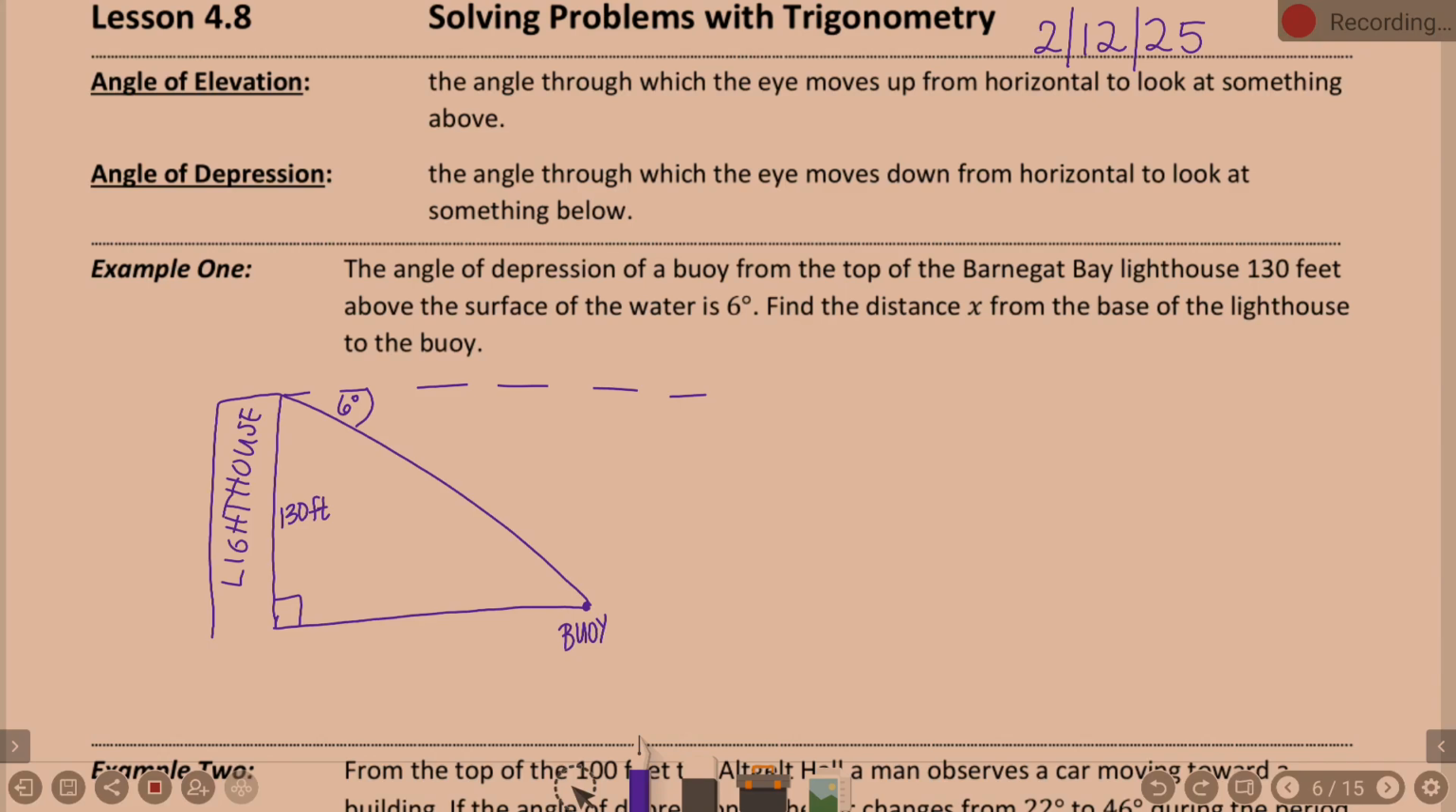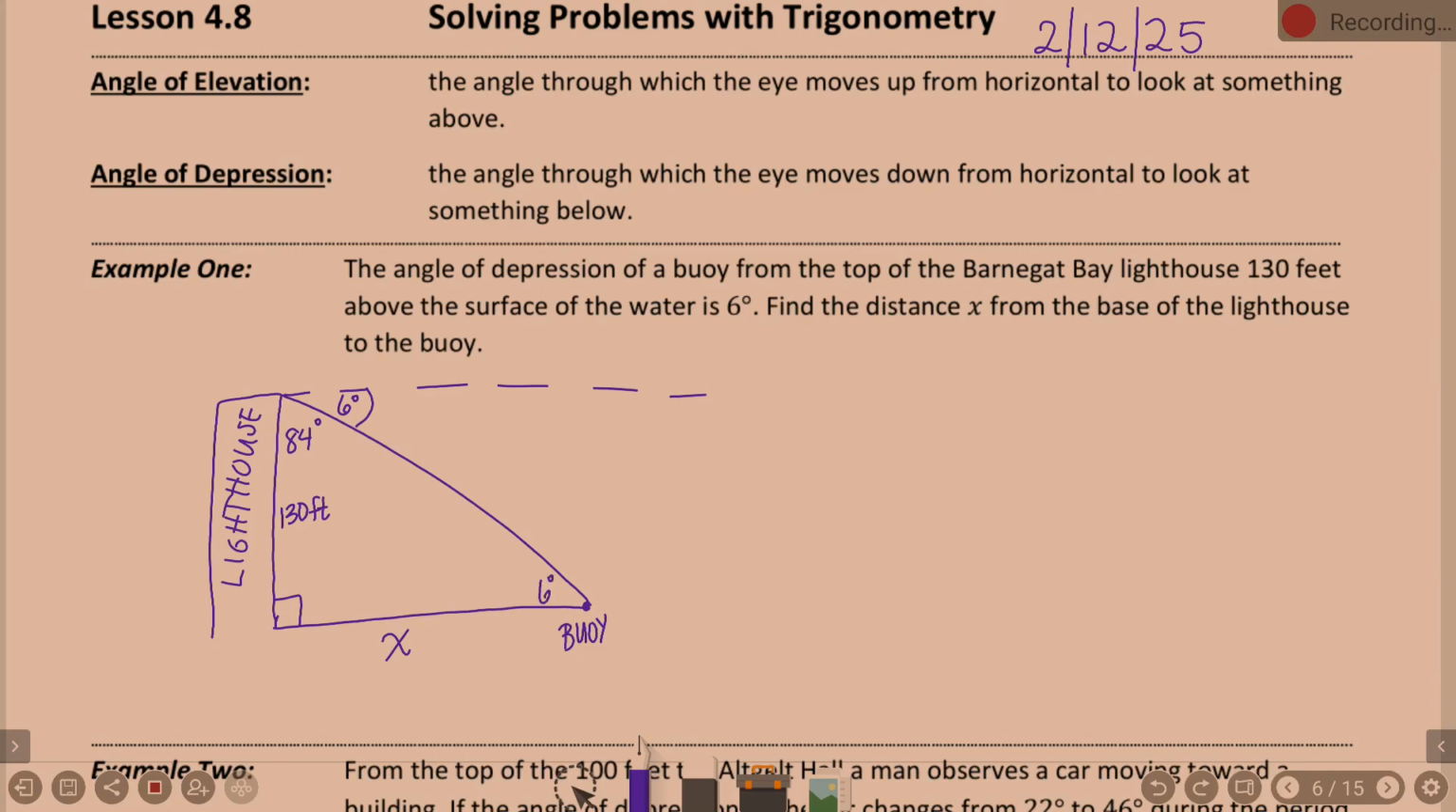Now, okay, and find the distance x from the base of the lighthouse to the buoy. So what am I trying to find? X right there. Okay, what do you know about these angles in the triangle? How could I find one? Okay, could we do 90 minus 6? 90 minus 6 is 84. What's that make this angle at the buoy?